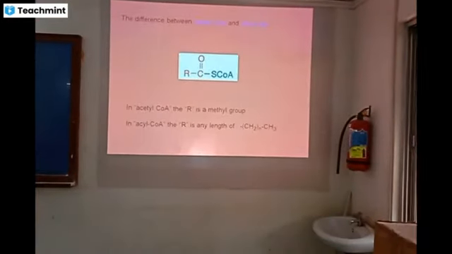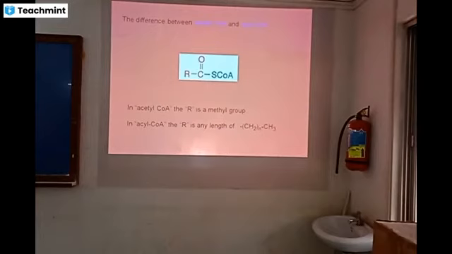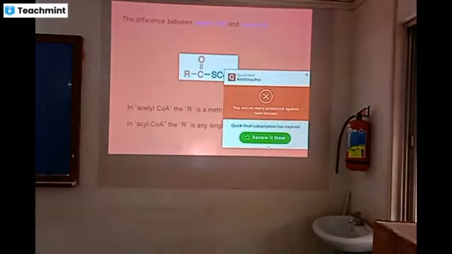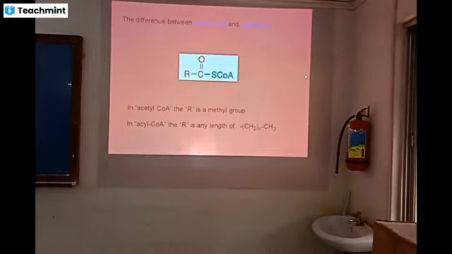Yes, sir. This slide shows the difference between acetyl CoA and acyl CoA. Acetyl CoA is nothing but CH3 C double bond O S CoA, but acyl CoA is nothing but the activated form of the fatty acid. So in acetyl CoA, R is a methyl group, but in acyl CoA form R is the length of the fatty acid chain. So can anybody tell me the number of n present in this given example?